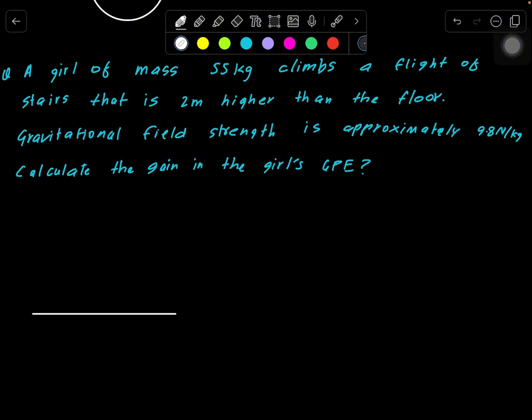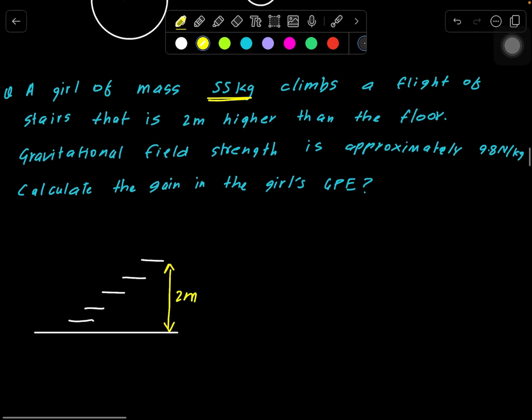So this is the floor, and we know stairs go up, and as you go up, you go above the ground. So the flight of stairs takes the girl 2 meters higher than the floor. And the mass of the girl is 55 kilograms. And the 2 meters is the height by which the girl is raised. And we're required to find the gain in the girl's gravitational potential energy. So let's write down the formula. Gravitational potential energy is the product of mass, gravitational field strength, and the height by which the object is raised.